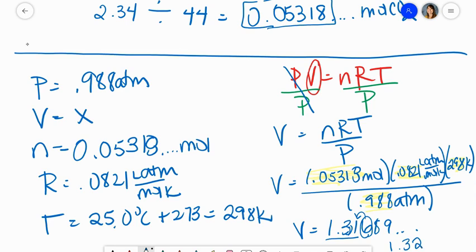And then my volume. What is my unit for volume? Well, if you're not sure, you should be able to show the cancellations. Moles cancel, atmospheres cancel, Kelvin cancels. The only thing left is liters, which is the correct unit for volume. So my final answer is 1.32 liters.